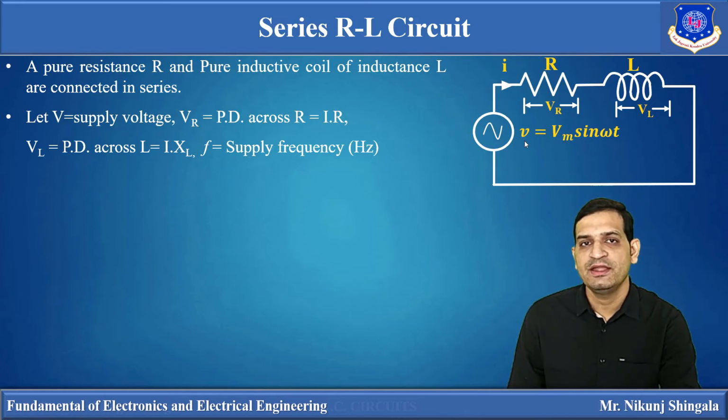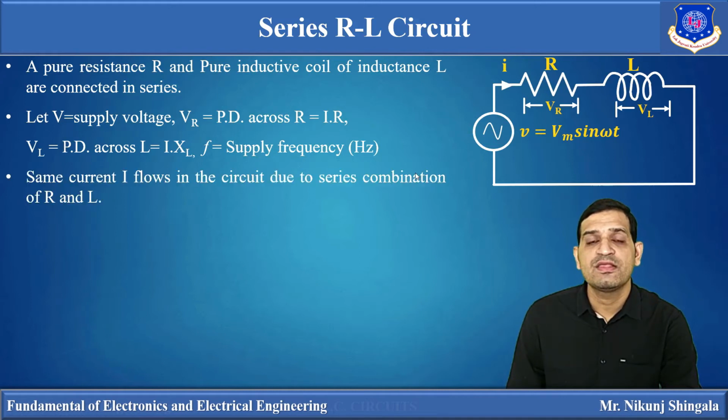As the supply voltage is connected, current I will start to flow, and there will be a potential difference across each component. That is, there will be a potential difference across resistor and a potential difference across inductor. The potential difference across resistance is denoted by VR, and across inductor is denoted by VL. So we can write VL is equal to I into XL, and VR is equal to I into R.